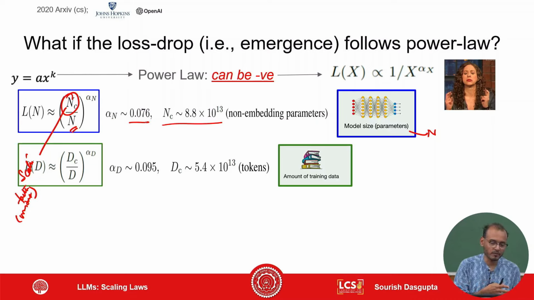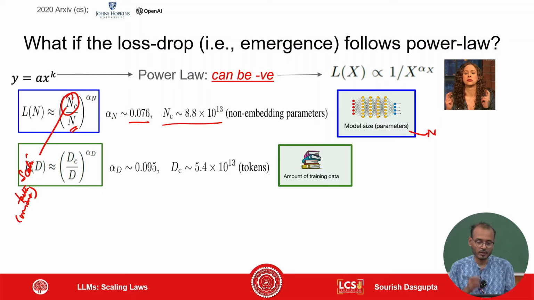And they also came up with a very similar law, it's just that the constants are different. The constants will be different because the parameters are different, right? So they came up with this particular hypothesis, which is a power law by itself.